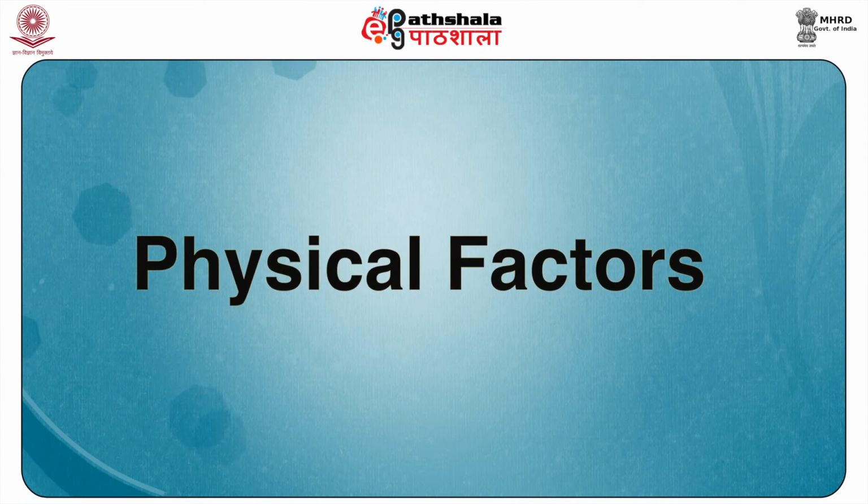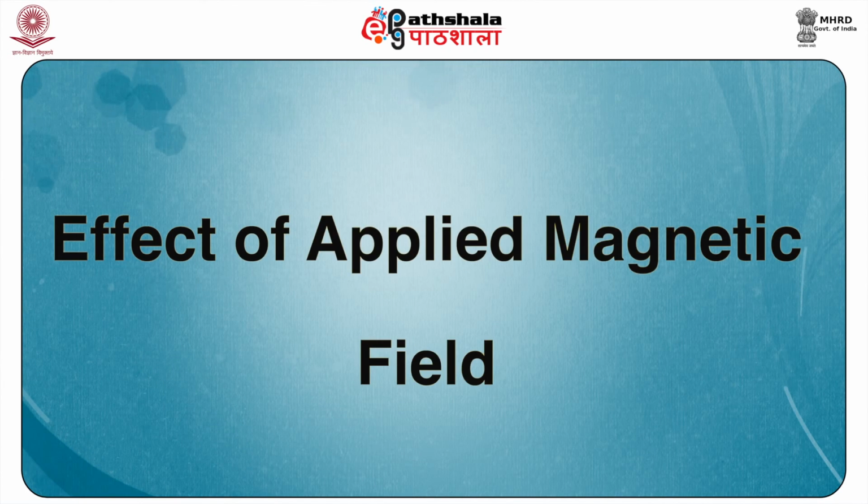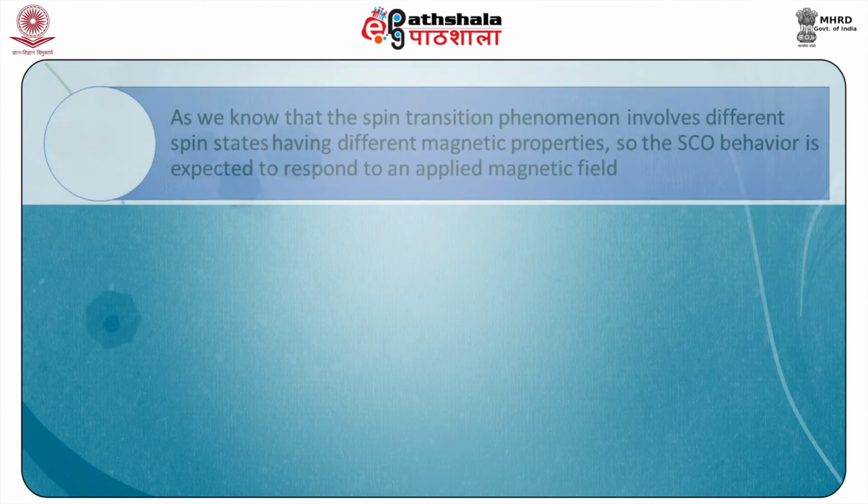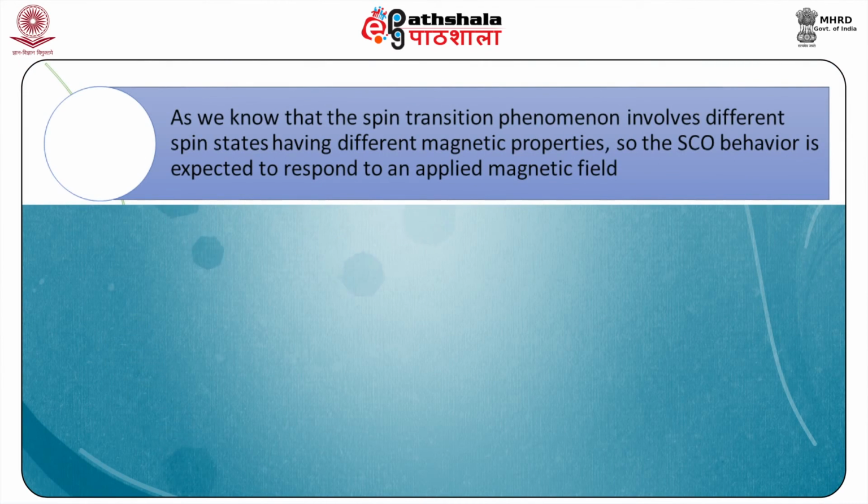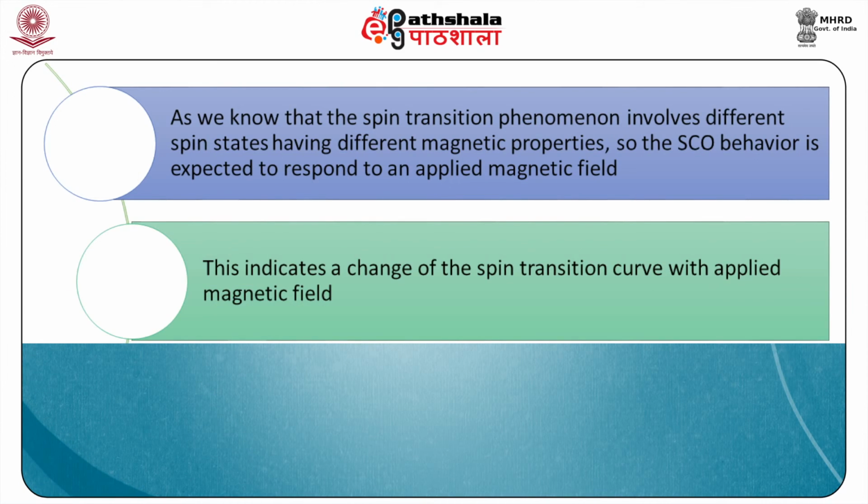Physical factors. Effect of applied magnetic field. As we know, the spin transition phenomenon involves different spin states having different magnetic properties, so the spin crossover behavior is expected to respond to an applied magnetic field. This indicates a change of the spin transition curve with applied magnetic field.